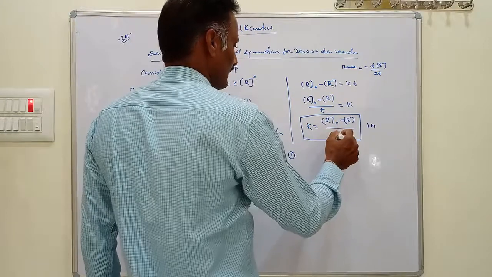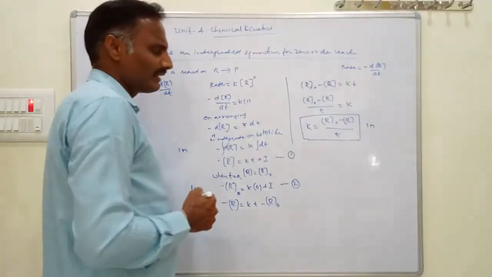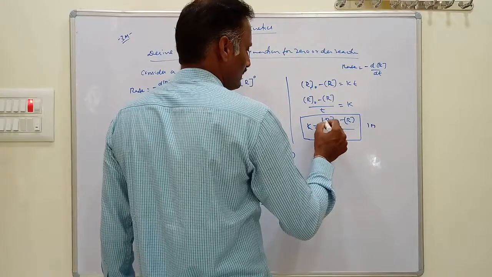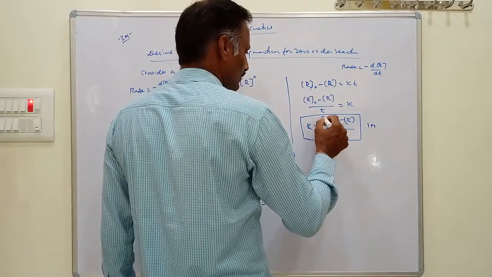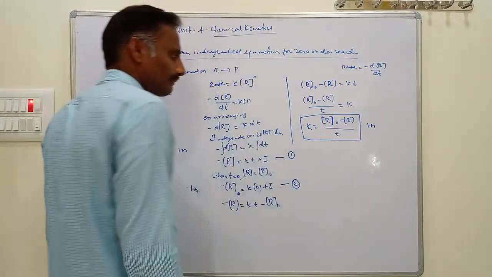This is called the integrated rate equation for zero order reactions. This is a 3 marks question, an important derivation from chemical kinetics. You have 2 derivations here, and among these two, they are more important from an exam point of view in chemical kinetics.